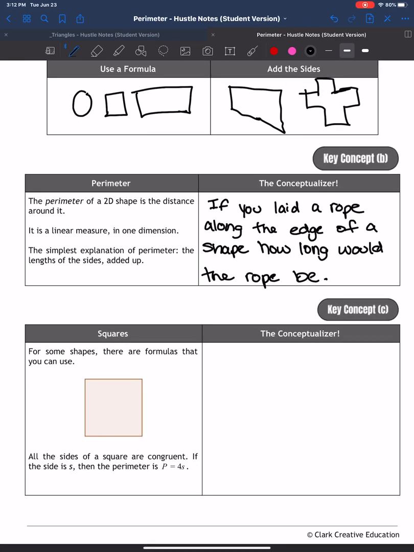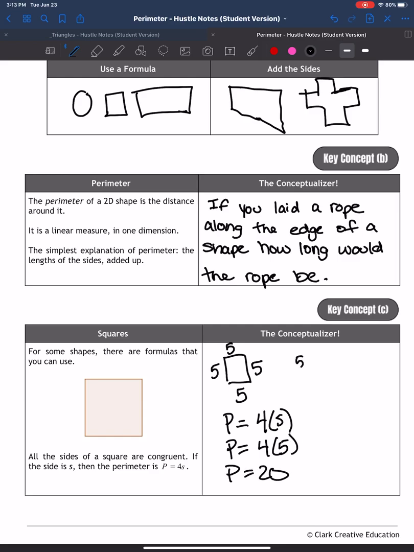All the sides of the square are congruent, meaning they're all the same. If the side is S, then the perimeter is P equals 4S. So, for example, if you have a square with a side of 5, that means every side is 5. Your formula is P equals 4 times S. So P equals 4 times 5. Your perimeter would equal 20. You could also do this by doing 5 plus 5 plus 5 plus 5 equals 20. Okay?